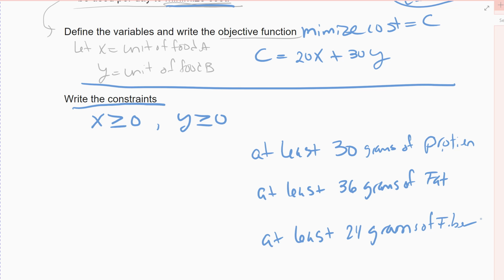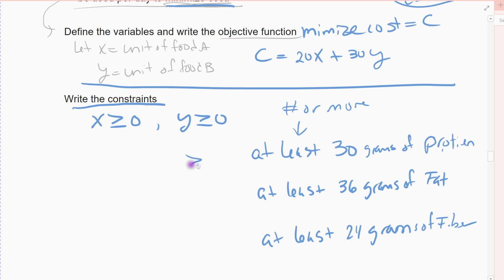At least, remember, means minimum. I want that amount or more. This is the number or more. I want my number to come out that amount or more. And so my equation represents my food. So I want my food, A and B amount, to come out 30 grams of protein or more.